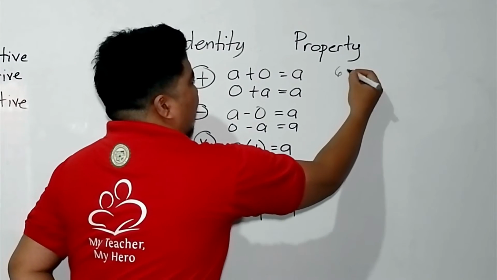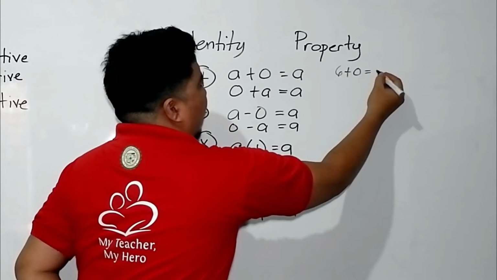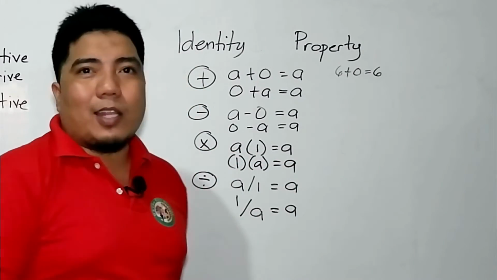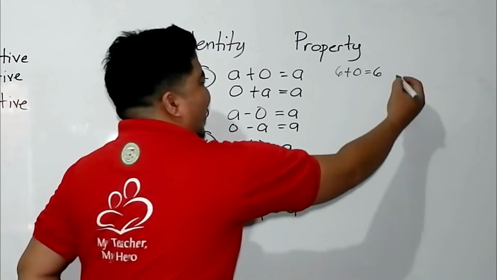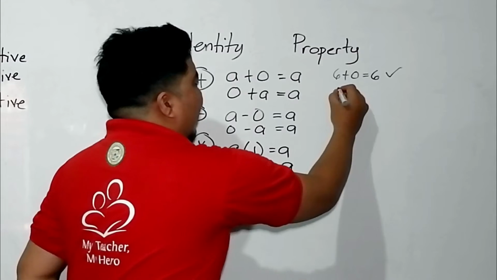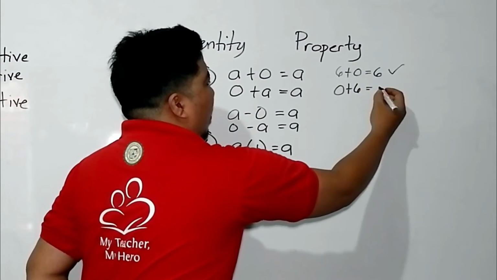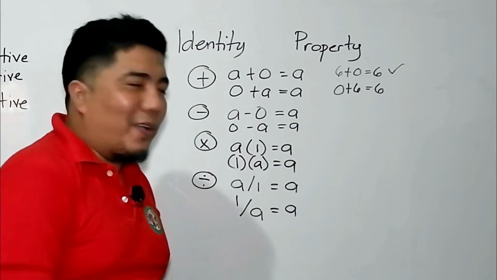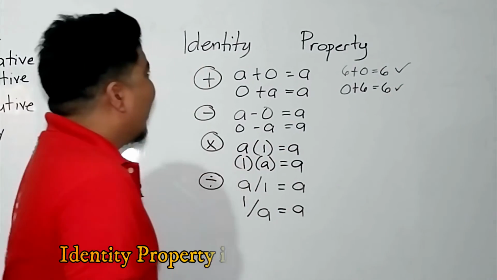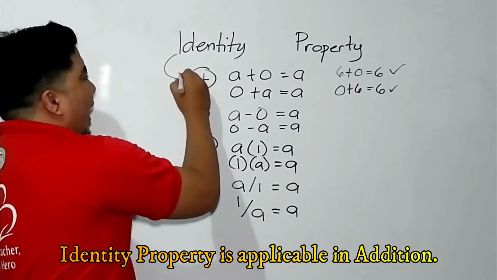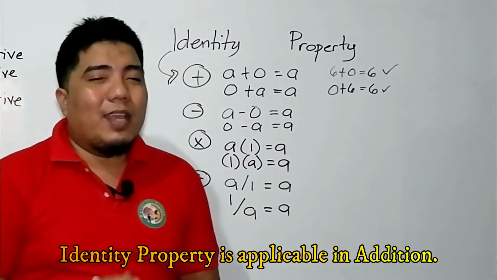So, 6 plus 0 is equal to 6. Is that correct? Yes, that is correct. Okay. 0 plus 6 is equal to 6. Is that correct? Okay, that's correct. Therefore, we can say that identity property can be applied here in addition.